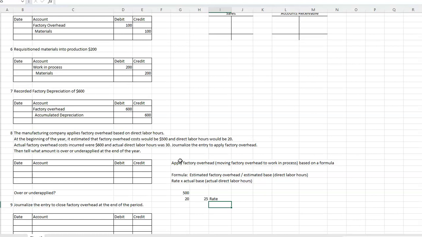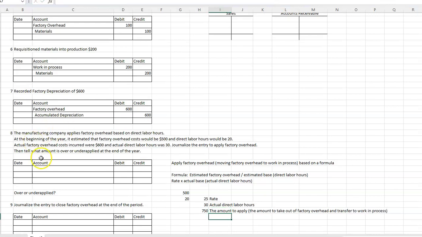So now we'll take our rate and we'll multiply our rate times actual direct labor hours. Alright, and if you read through there, it says actual direct labor hours were 30. So when we multiply, this is the amount to apply. In other words, the amount to take out of factory overhead and transfer to work in process.